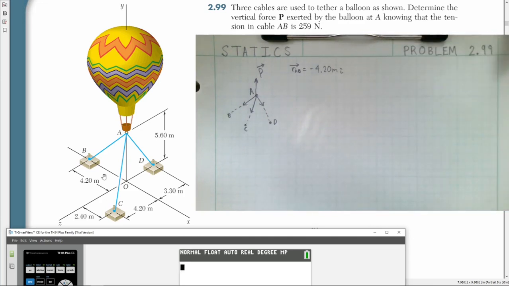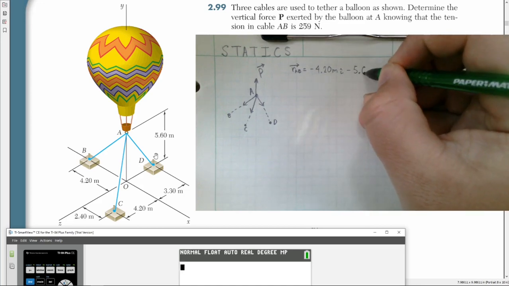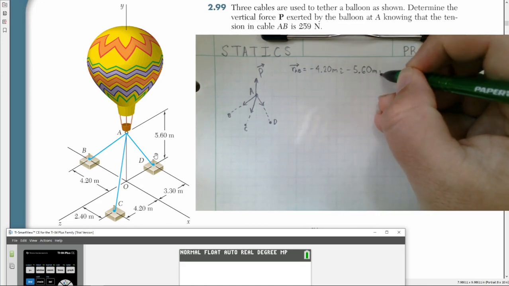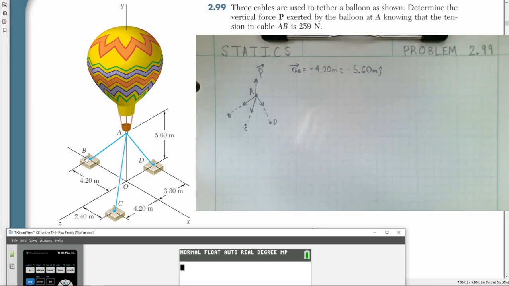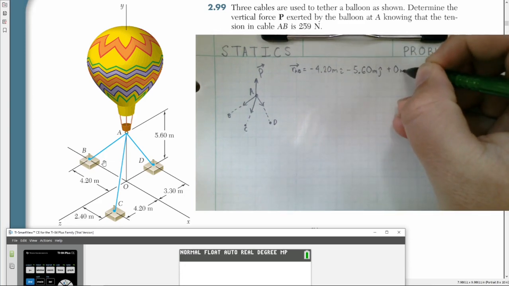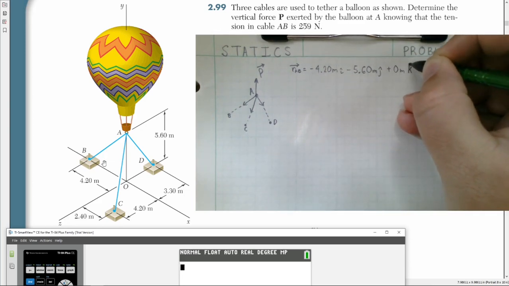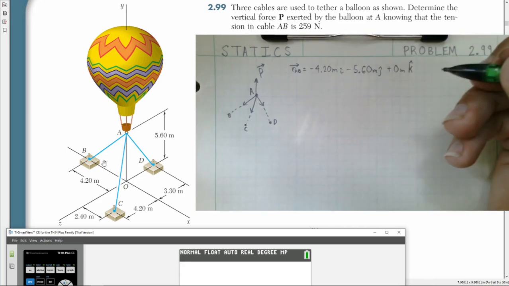Next, don't forget we have the y direction. It's going down to the ground, negative 5.60 meters in the j hat direction. And then notice stake B is on the x-axis, so there is no dimension, no position vector for the k hat direction. So let's write plus 0 meters k hat to remind us that there is no component in the z direction.